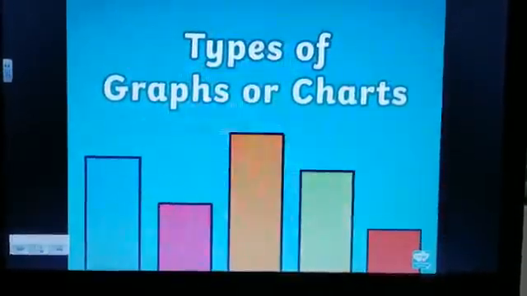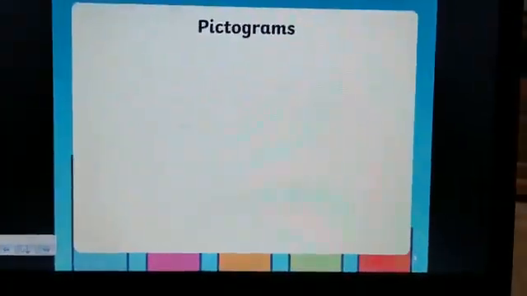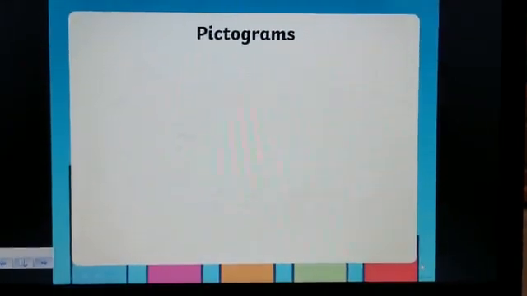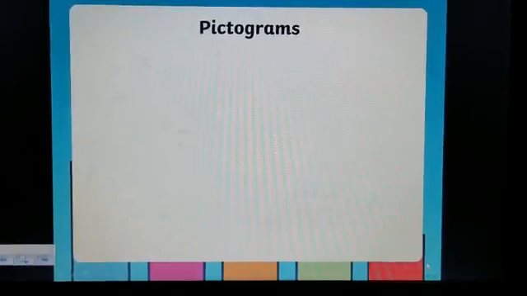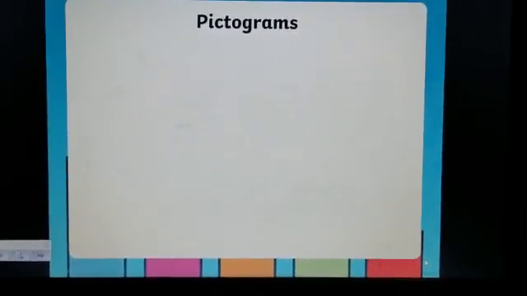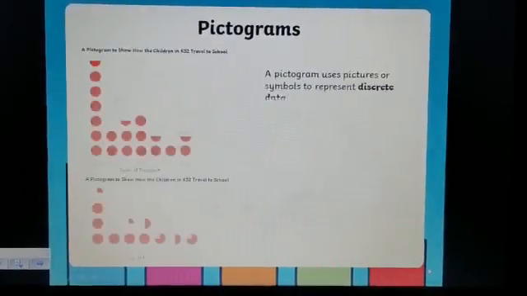So, first of all, our first one that we're going to look at is called pictograms. Now I can hear the word picto in there and that makes me think of picture. So I'm imagining this one must have something to do with using pictures to display information. So let's have a look.